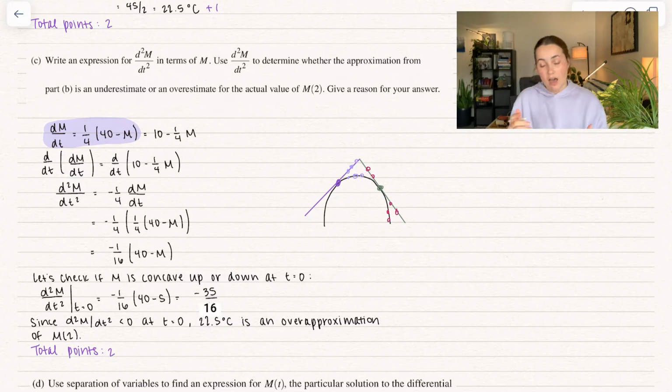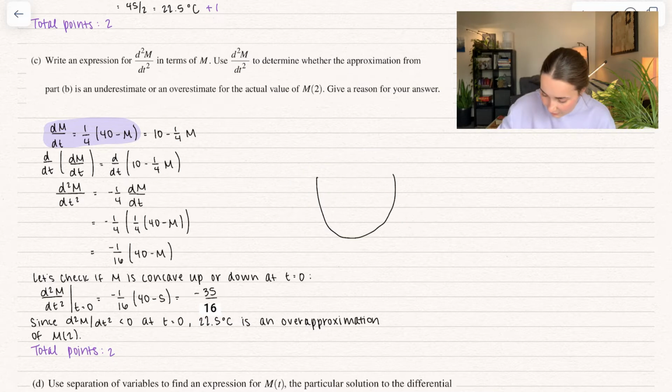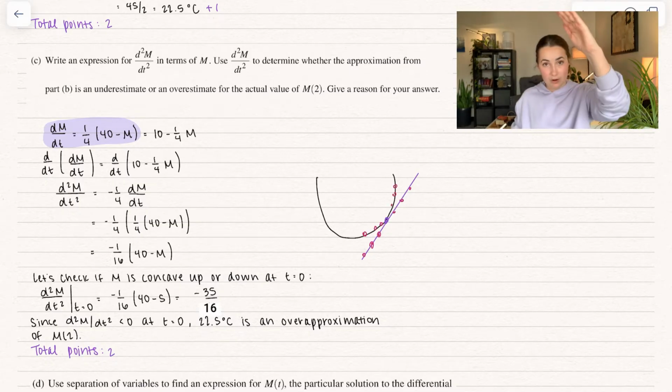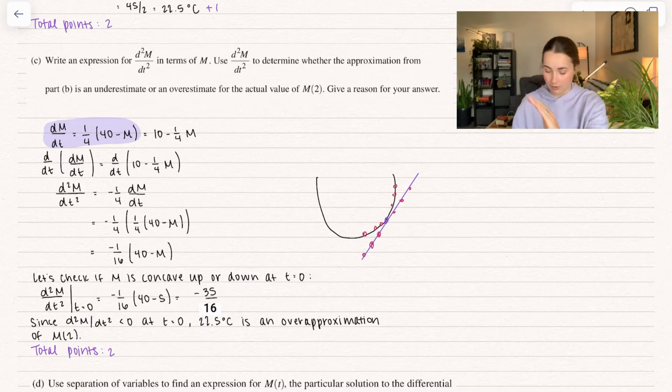Now, if it was concave up, you would see that it's the opposite. Here's a function that's concave up. Let's say this is where we find our tangent line, and we want to use that to approximate values. So we can see that our values are always going to be below the actual values, and that's going to be the case on either side, right? So concave down, over approximation; concave up, under approximation.